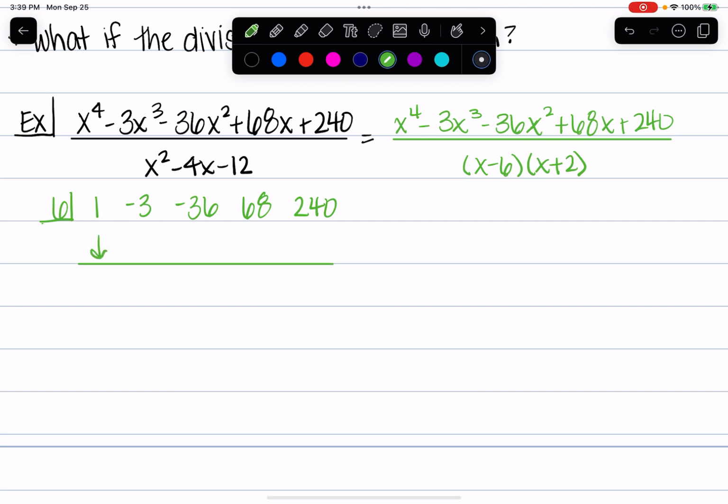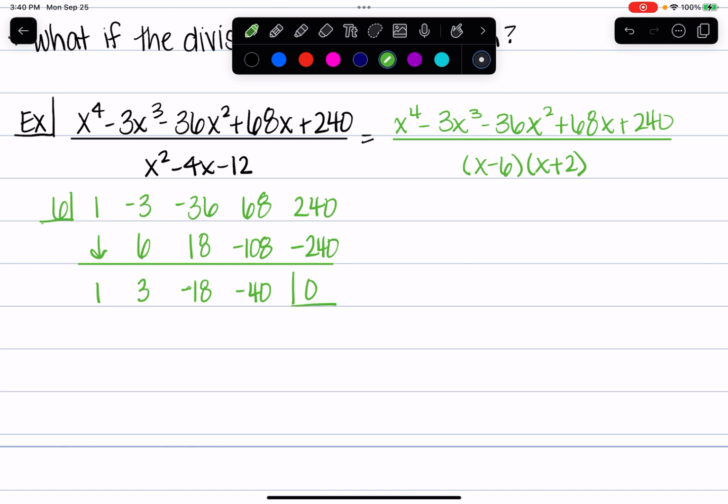And I'm going to bring down the 1, and so 6 times 1 is 6. Add down, and I get negative 3 plus 6 is 3. 6 times 3 is 18. Negative 36 plus 18 is negative 18. 6 times negative 18 is negative 108. 68 minus 108 is negative 40. 6 times negative 40 is negative 240. And so I get 0 here.